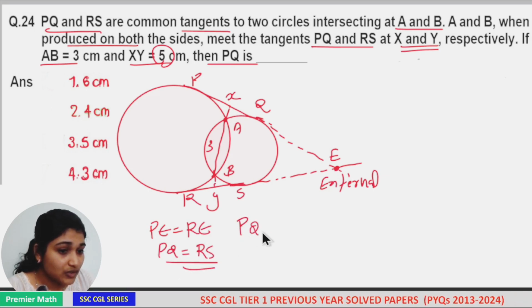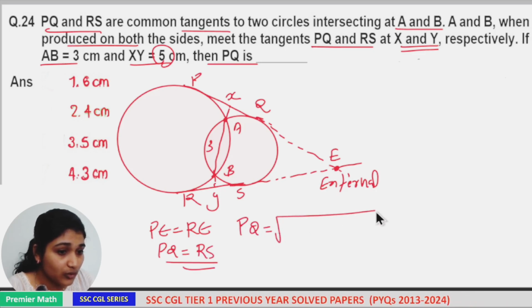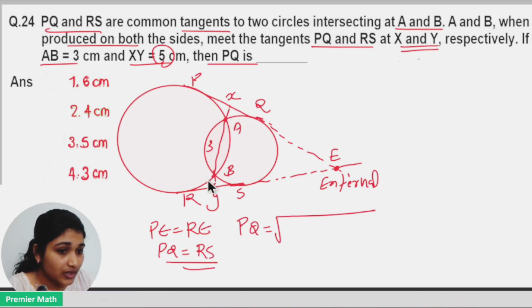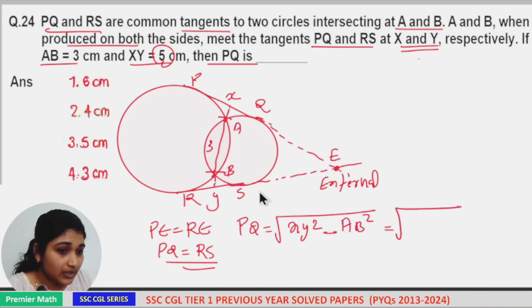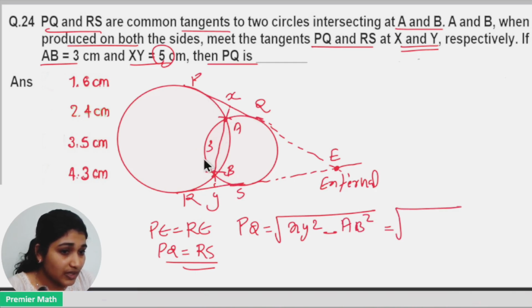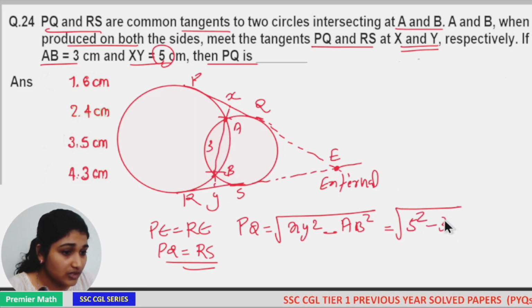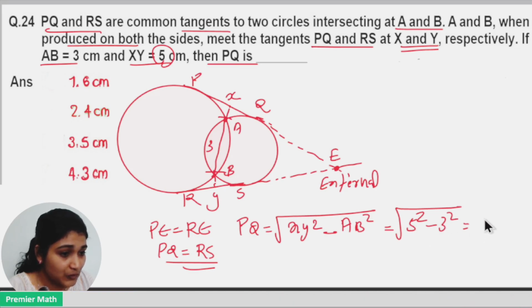So the length of these two common tangents, PQ or RS, is equal to the root of the distance between them, XY, squared minus the length of intersection, AB, squared. That is, length of common tangent equals root of distance between them squared minus length of intersection squared. Now this is equal to root of 5 square minus 3 square, that is 25 minus 9, which is 16. So root 16 is equal to 4. So PQ length is equal to 4 here.